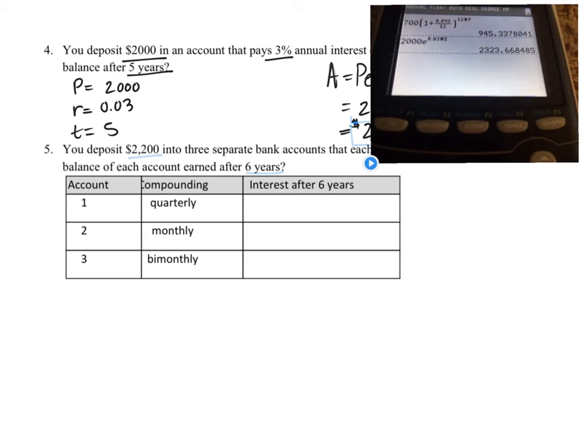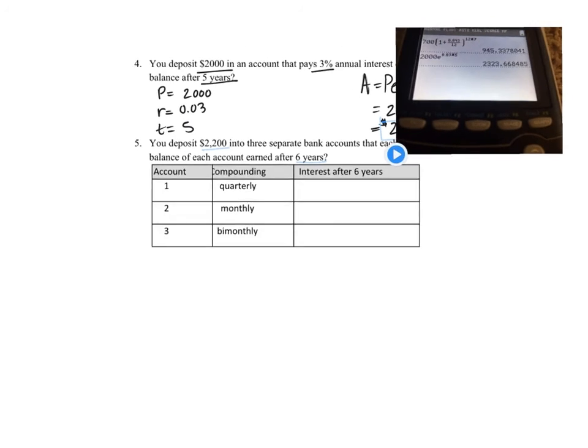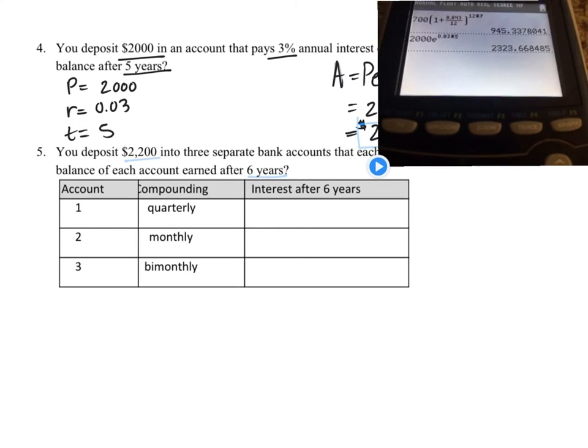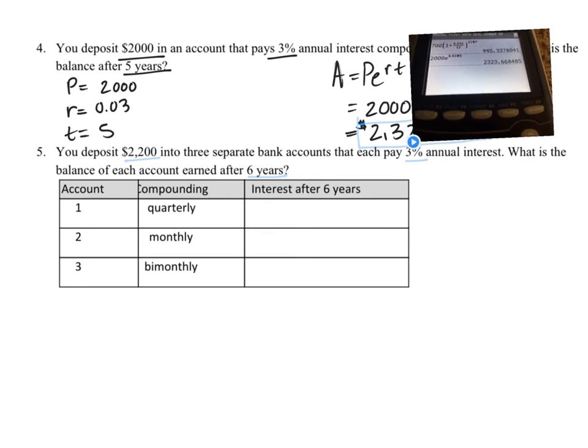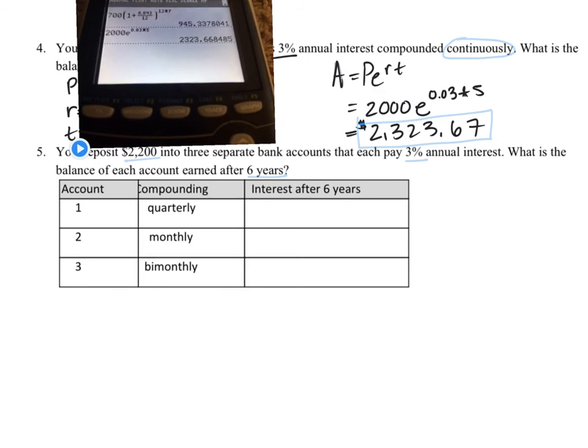So first I'm going to write down what I already know. So, oops, I didn't mean to move that. Is there a way I could just move this? Yes, there we go. Okay, so P is equal to 2,200. And interest rate is 0.03 because it's 3%. And T here is 6 years.